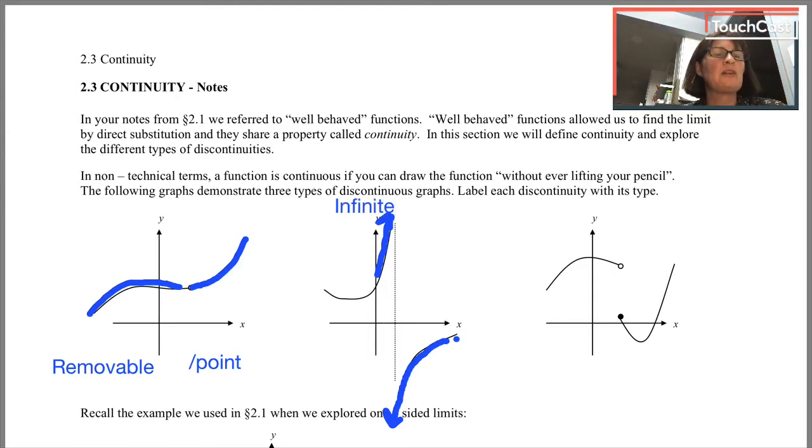An infinite discontinuity. Here, this last one, if you were trying to draw here, if you're going to finish drawing the function, you have to pick up your pencil and jump to a new spot. We call that a jump discontinuity. So, 3 different kinds of discontinuities that you are going to spend lots of time working with in this section.